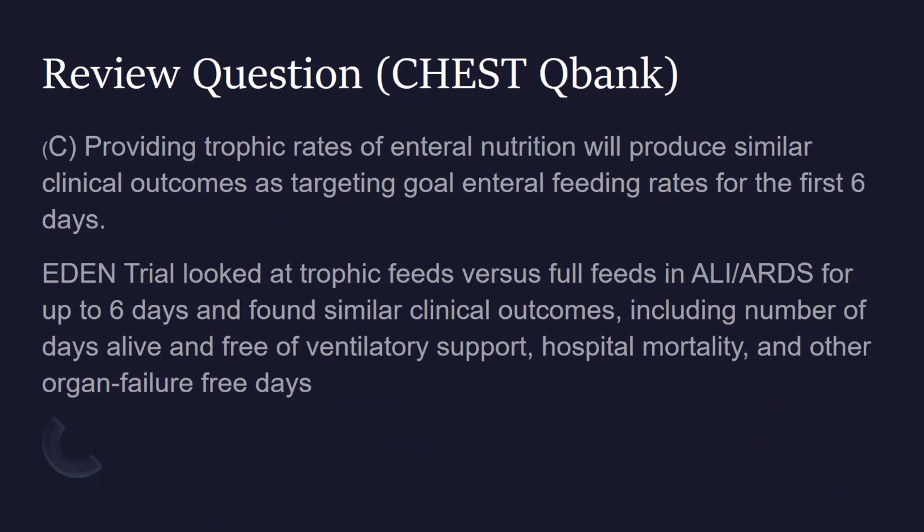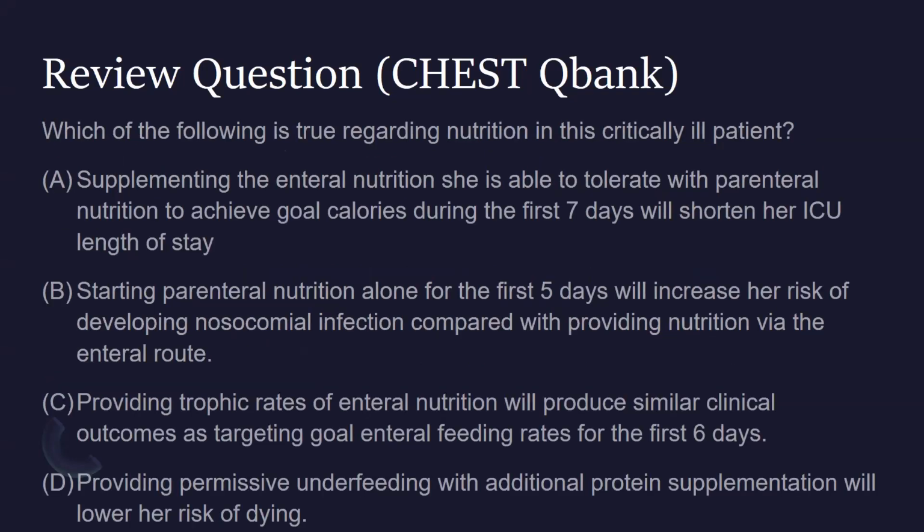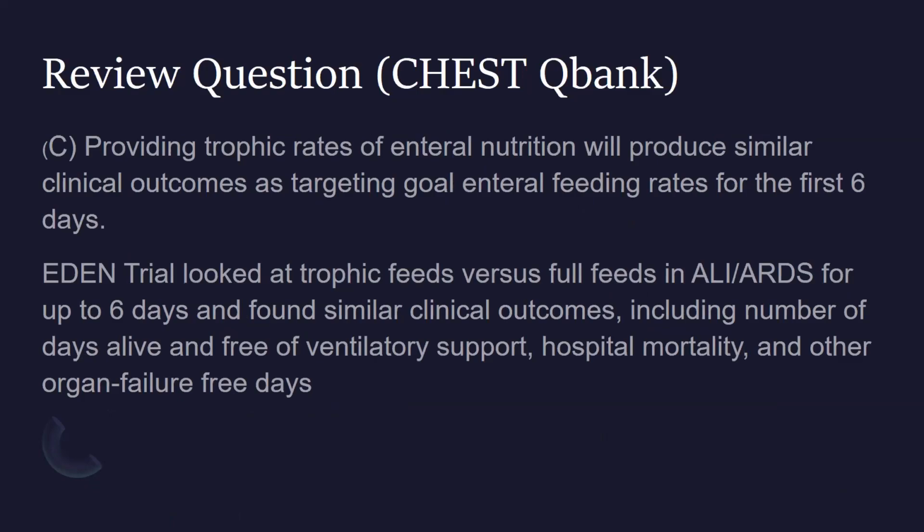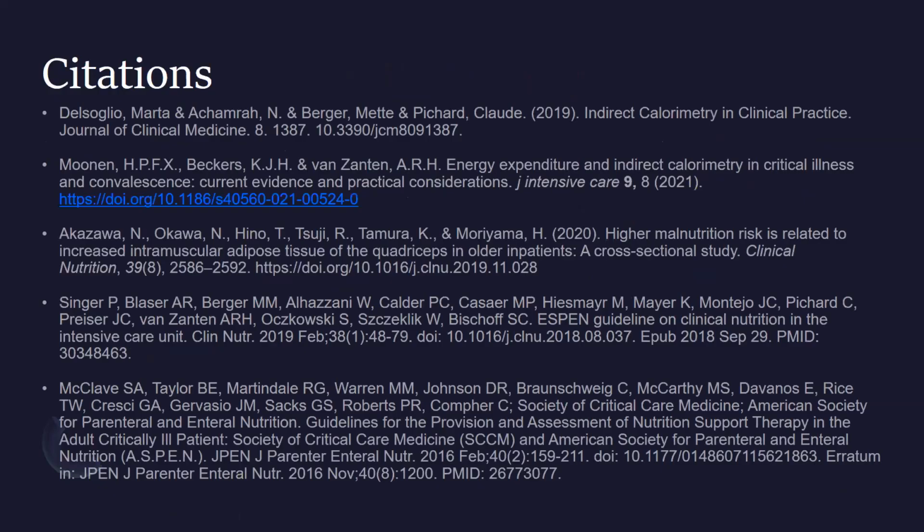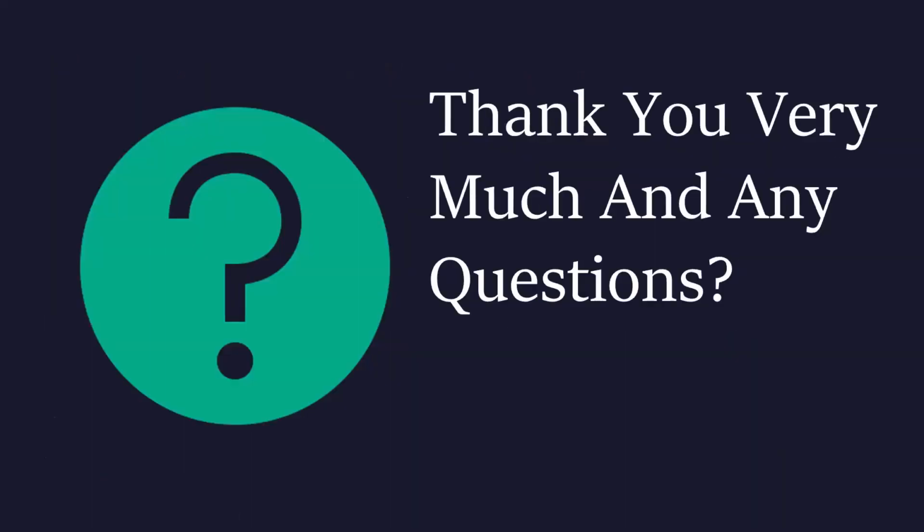So trophic rates of enteral nutrition have similar outcomes in those with ARDS, based on that EDEN trial that showed similar outcomes, which we talked about in one of the many previous slides. I think A was the one where it might seem like it's right because some of the guidelines kind of suggested that, but more recent studies show that it's not as much of a slam dunk. So C is the answer. All right, here are my citations. Thank you. Questions?